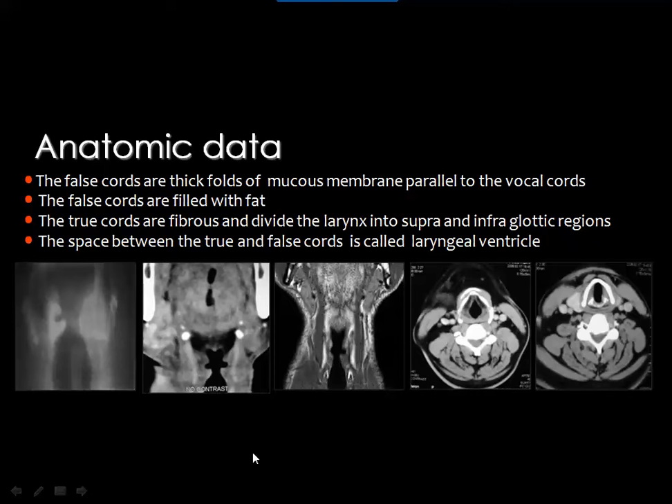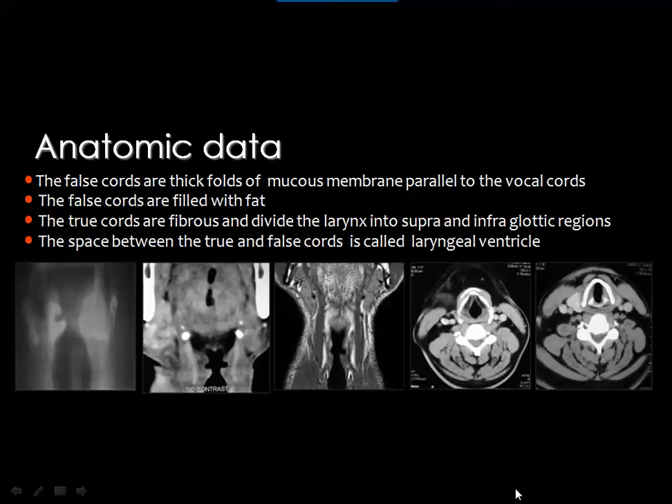In the era before CT and MRI, we used to do this laryngeal tomogram, and it was helpful, especially in evaluation of glottic pathology. And here you can see this is the true vocal cord, the laryngeal ventricle, and the false vocal cord. On the opposite side, they are involved by a laryngeal carcinoma.